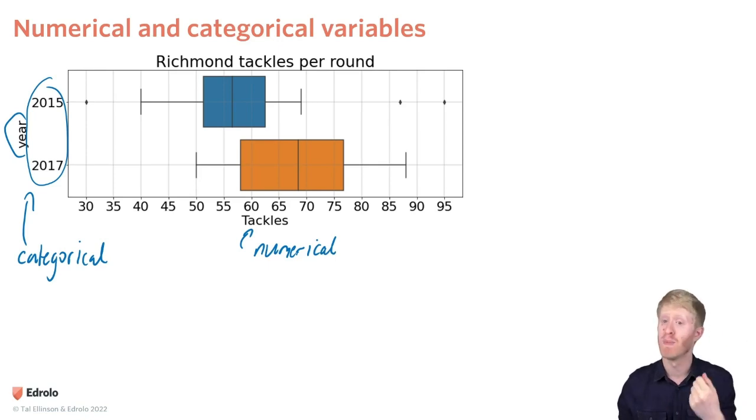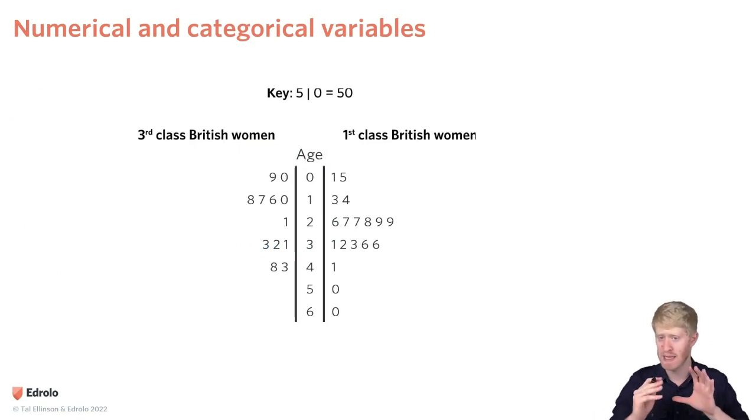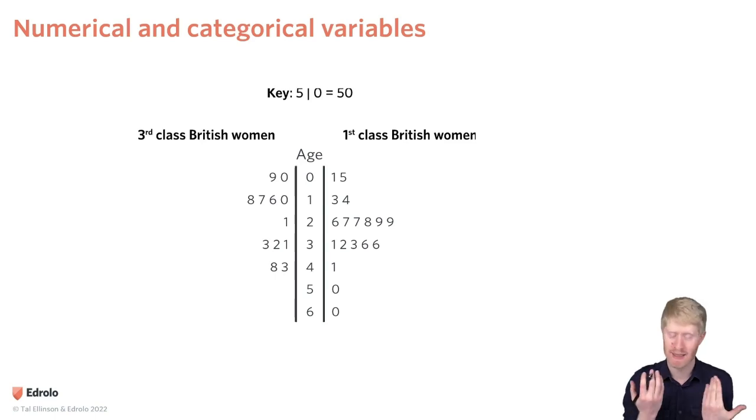And that's why a parallel box plot in this specific example works for a numerical and a categorical variable. We'll come back and analyze this a little bit later. Another display for analyzing the association between categorical and numerical variables is a back-to-back stem plot.